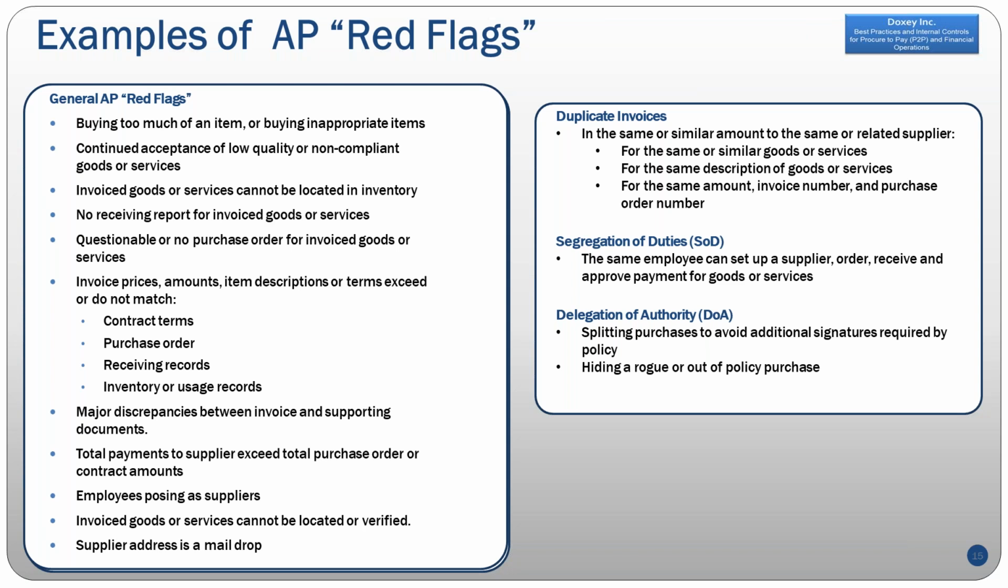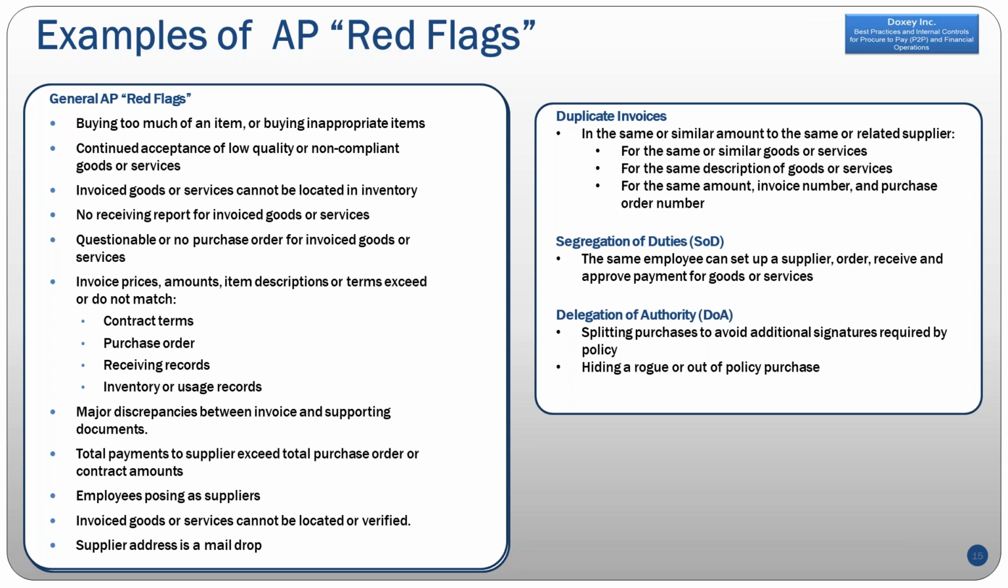Other examples of red flags include, as we mentioned, segregation of duties. And I've actually seen this situation, and you'll see it in the case study, where the same employee can set up a supplier, order from that supplier, and receive and approve payments for goods or services. To take it a step further, with really poor segregation of duties, that same employee might be able to cover their tracks with a void or journal entry.